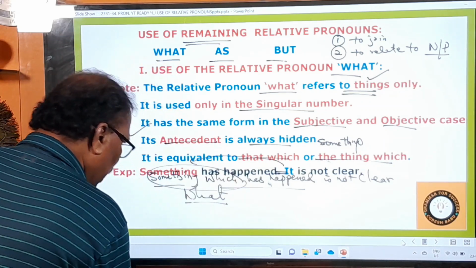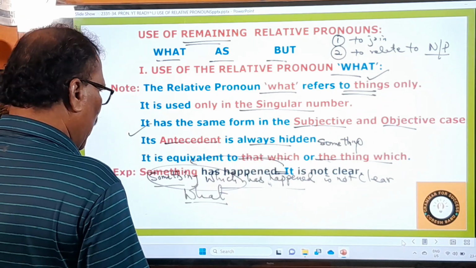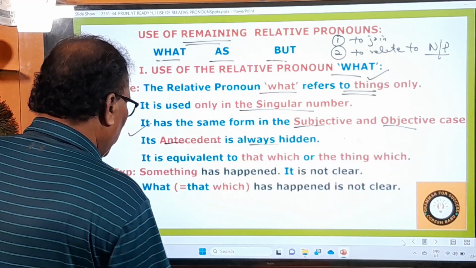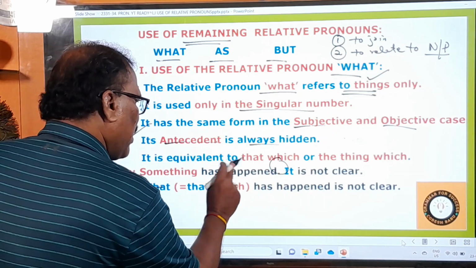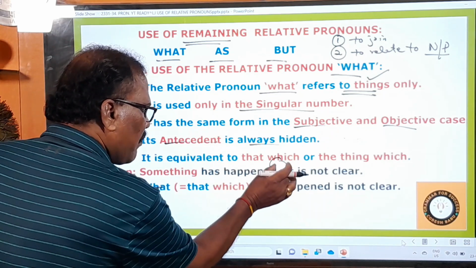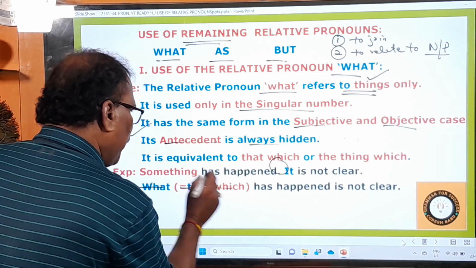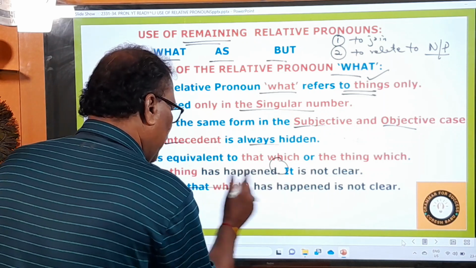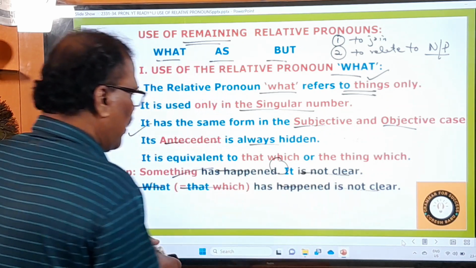Okay, and that's why these two sentences are combined in this way. How? I'll give you this example. Here you see, "Something has happened, it is not clear." Instead of this "it", we are using "that". "What" means "that which", that means "something which". Okay, "what has happened". First you have to write this, and then "is not clear".